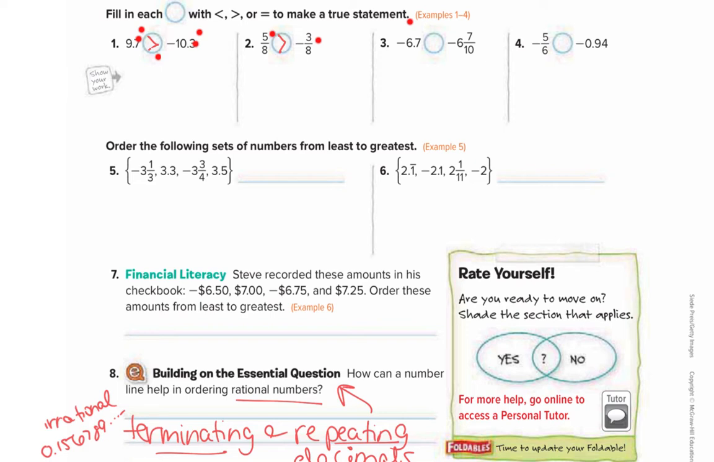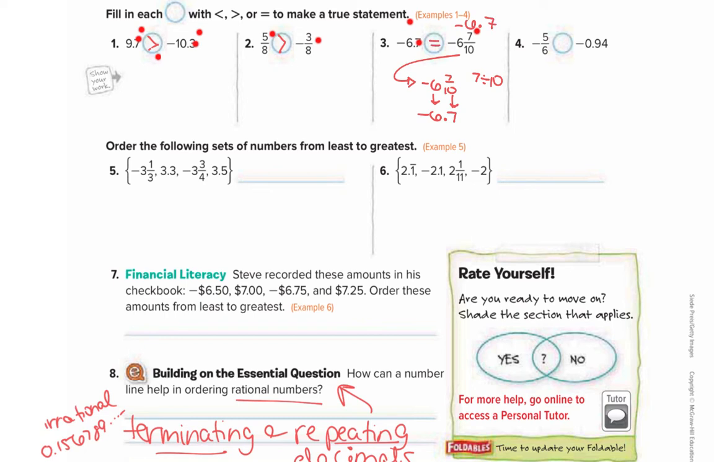Number 3, negative 6.7 is what to negative 6 7/10? So the easiest way to compare is you want to make them both into decimals. So I'm going to take negative 6 7/10 and we're going to make it into a decimal. So negative 6 is the whole number, so that's going to stay in front of the decimal. Now to get what goes behind the decimal, we have to do numerator divided by denominator. So 7 divided by 10. And 7 divided by 10 is 0.7. So the whole thing equals negative 6.7. So these two are equal.